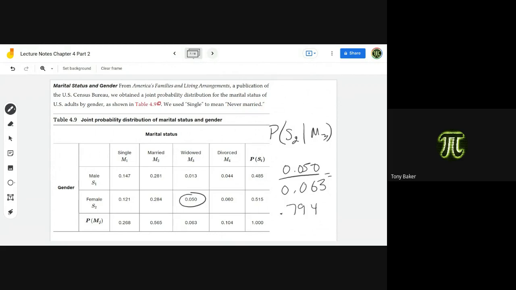This just goes to show you women outlive men.